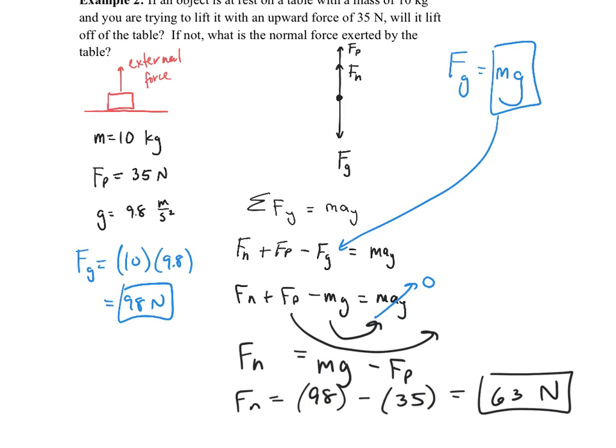It's very similar, but what do you think is going to happen in example 4? Yeah, this applied force will exceed the weight, and therefore it will lift off the table and will have acceleration. This will not be 0. Instead, this will be 0 if it lifts off the table.